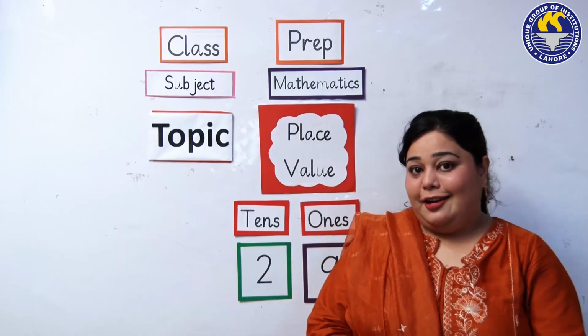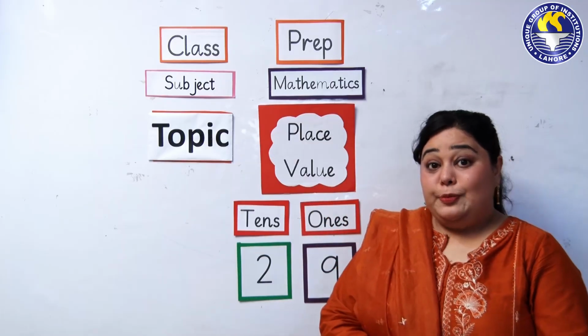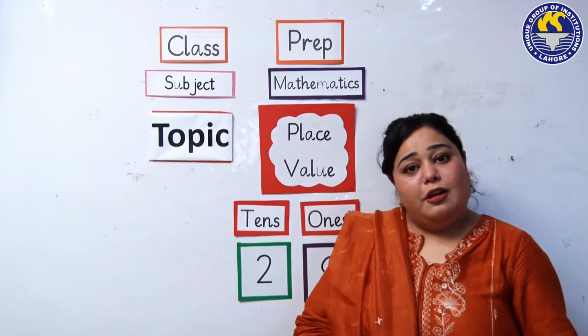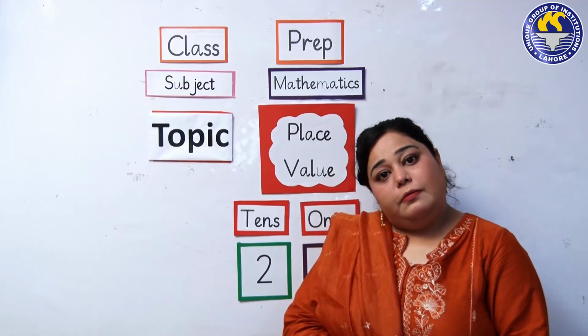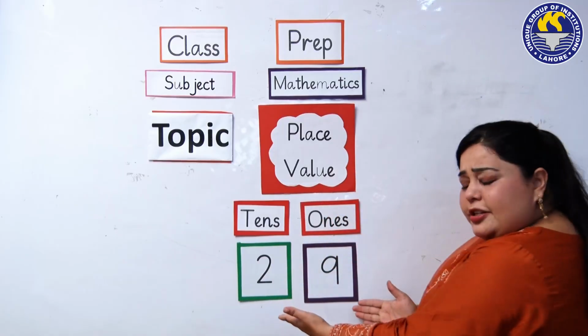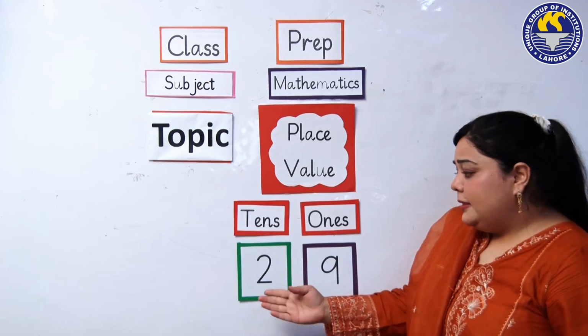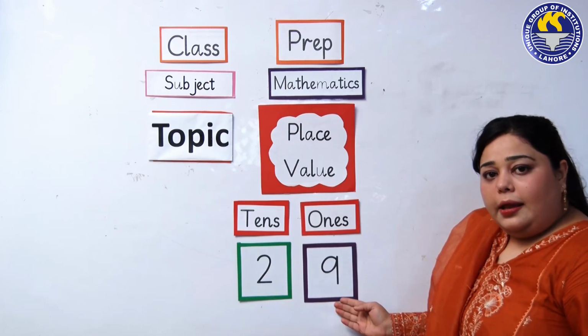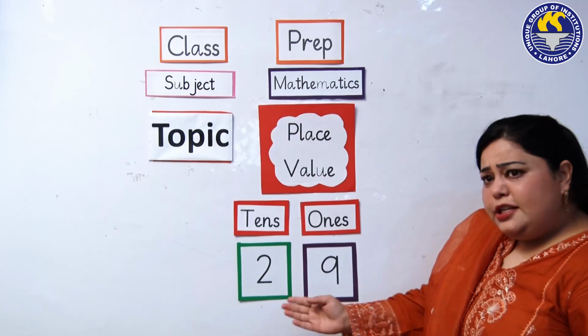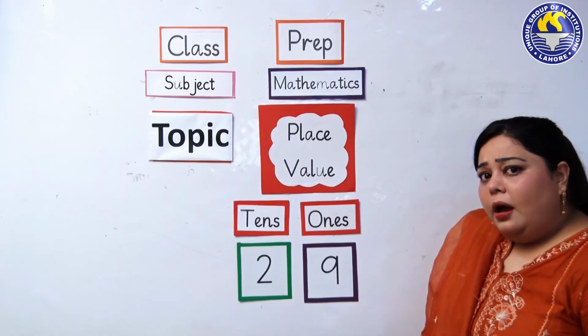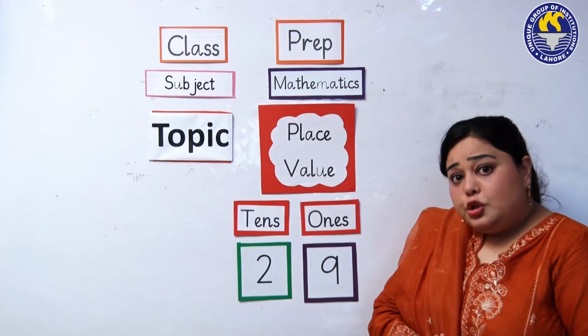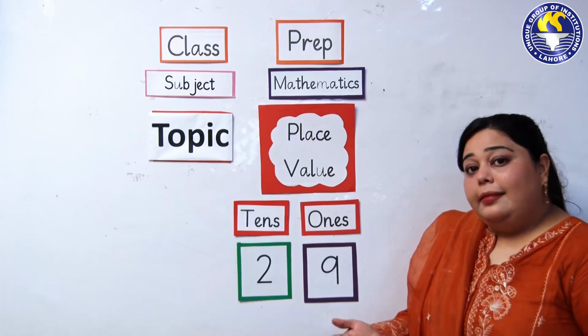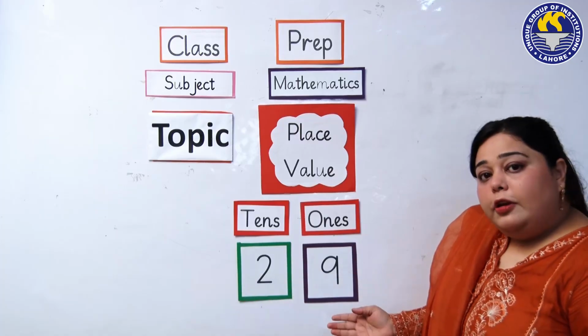Today we are going to learn about place value. Place value tells us the value of the number and the placement of the numbers. Can you see these two numbers? This is number 2 and number 9. So is this 92 or 29? How will we guess this? With place value we can learn the value of the number.